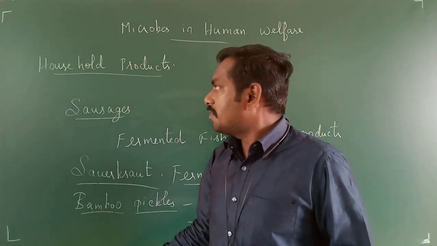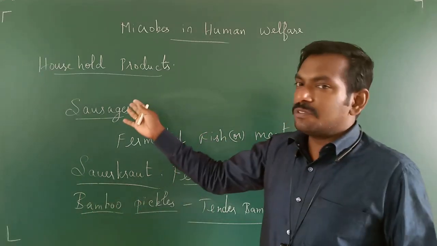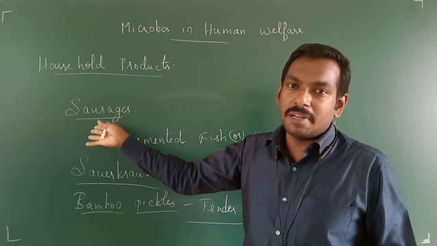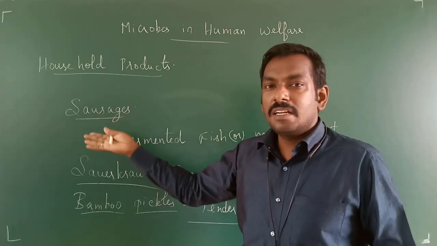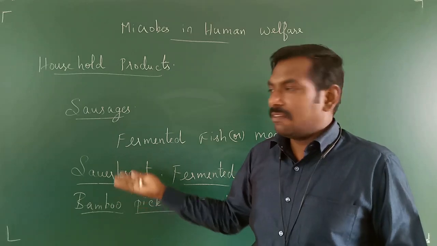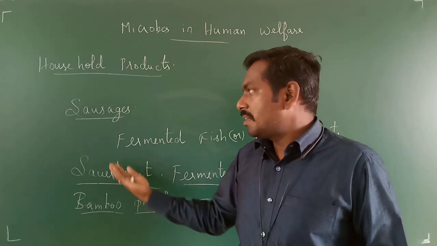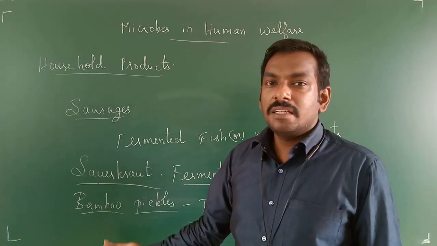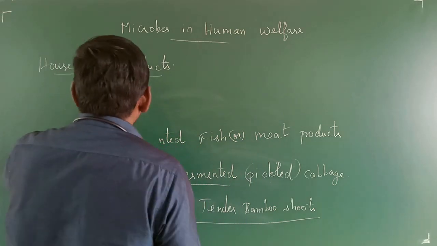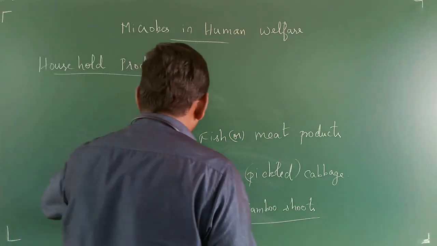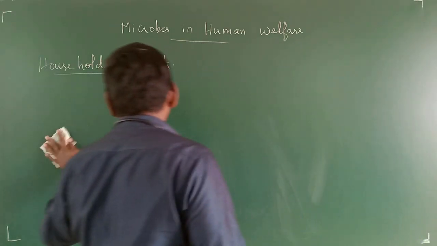So we have seen a variety of household products. These sausages, sauerkraut and bamboo pickles are often used in countries like Japan, China and Indonesia. Now they are used in India too. If you look on Amazon, these products are ordered and procured from other countries, and now Indian companies have also started producing these sausages because they are helpful to humans. And you will have the probiotics. As I told you, in the end part we will be seeing about the probiotics.